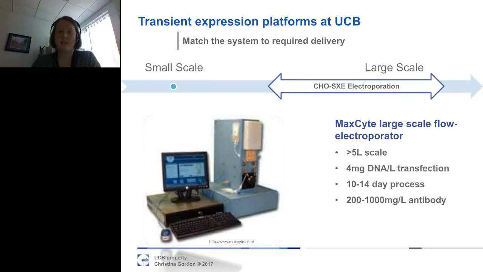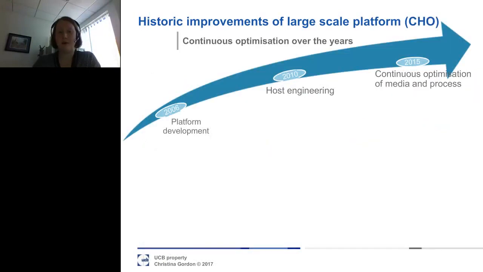And this method we typically use above the 5 liter scale, and we again need 4 milligrams of DNA per liter transfection. It takes the same amount of time, 10 to 14 days, and due to intensive optimization that has gone into this system, we are also able to achieve around 200 to 1,000 milligrams per liter antibody.